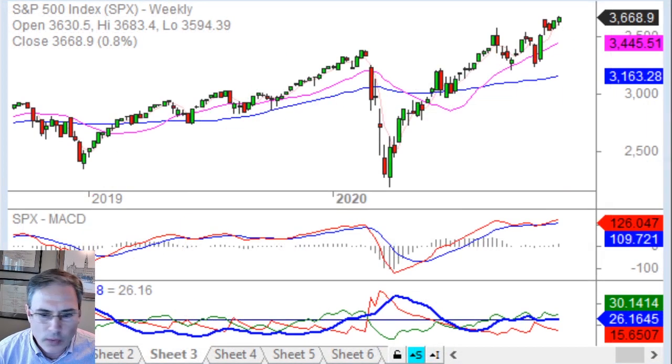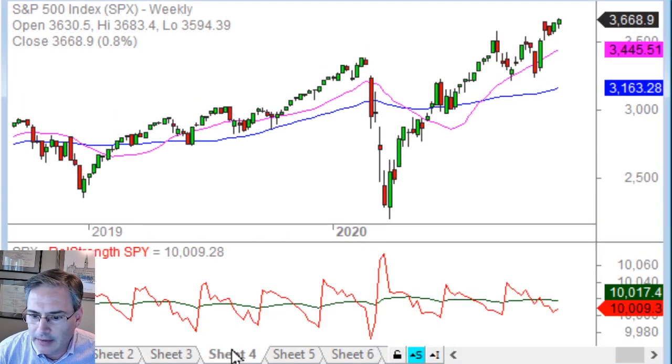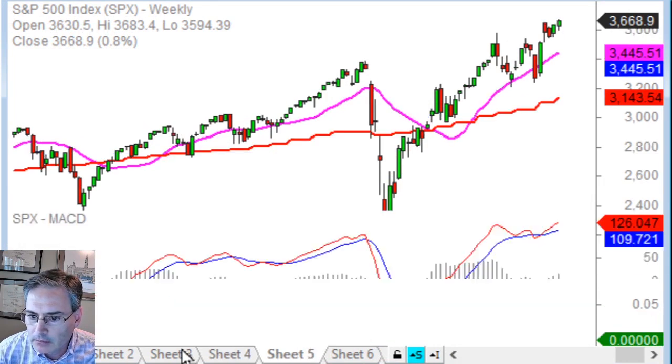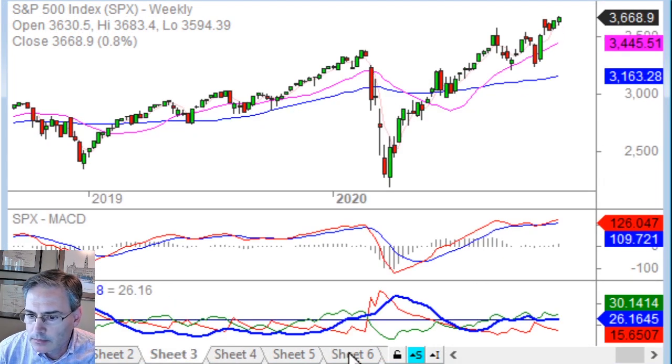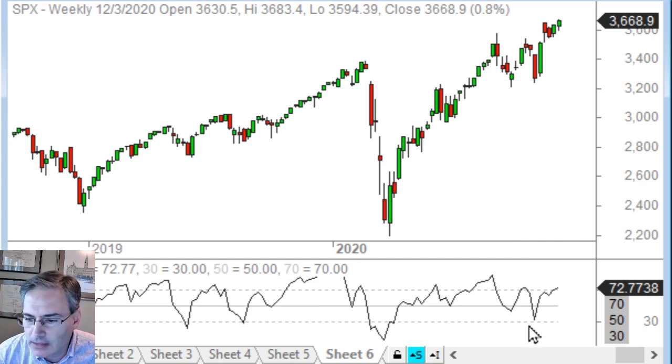And then if we look at the weekly and go take a look at the overbought, oversold, you can see that the RSI 5 has gotten up to 72.73. Again, the higher this goes, the more risk there is, and the same is the case with the sentiment numbers.